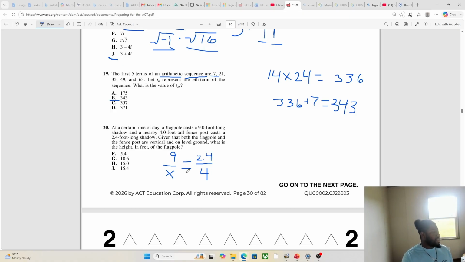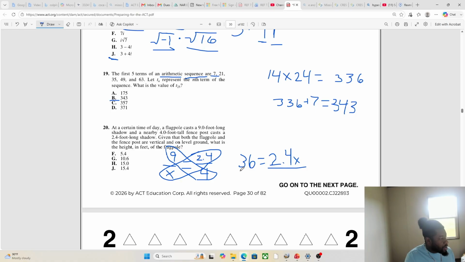It doesn't matter if the shadow goes on top or the height goes on top, just as long as shadow is across from shadow and height is across from height. So we're going to cross multiply. 9 times 4 is 36. 2.4 times x is 2.4x. I'm going to divide both sides by 2.4. 36 divided by 2.4 is 15.